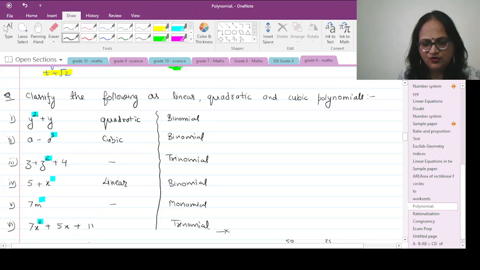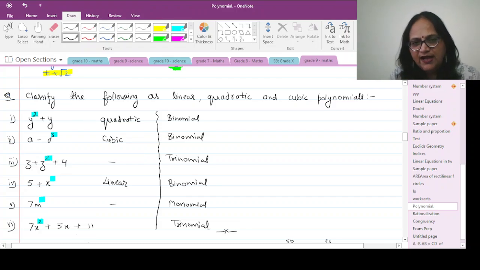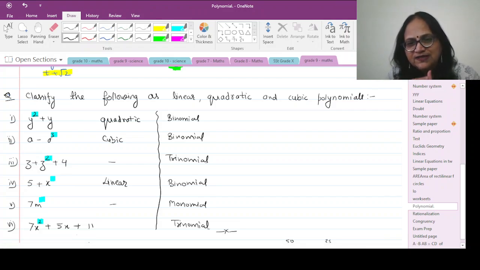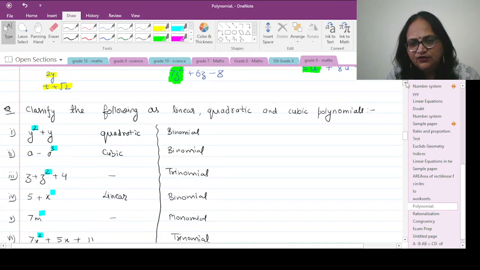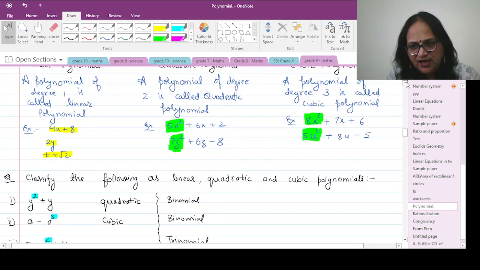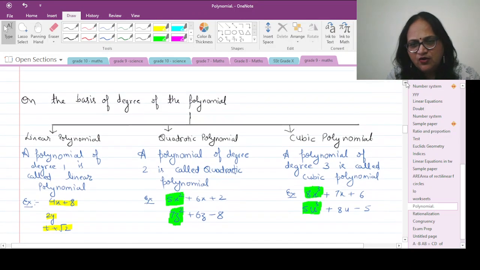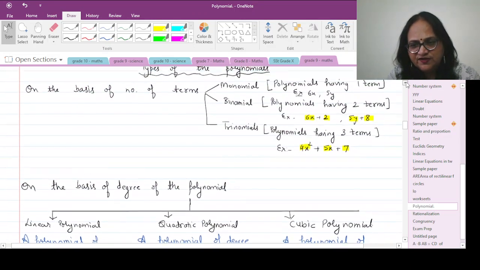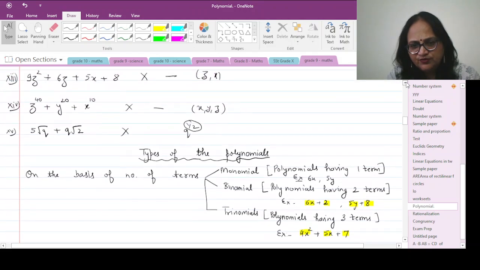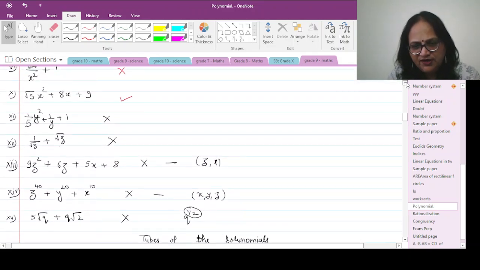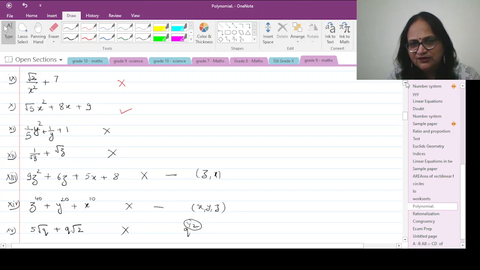So in this video I discussed the degree of the polynomial and classification of the polynomials based on number of terms and based on the degree of the polynomial. And one more thing we have discussed, how to decide whether the given expression is a polynomial or not. So make proper notes. If you have any doubts, you can put it in the comment section.